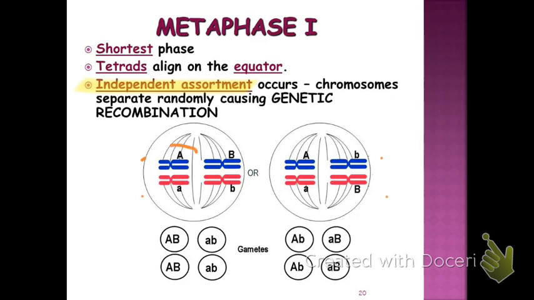So we could have big A, big B on this side, and little b across from it, or we could have big A, little a, and then next to it, instead of having a big B, we have a little b, and then the big B on the other side. So these line up randomly, okay? There's no set order on how the chromosomes line up down the middle of the cell. It happens randomly. That's independent assortment. This causes more genetic recombination and genetic variation.